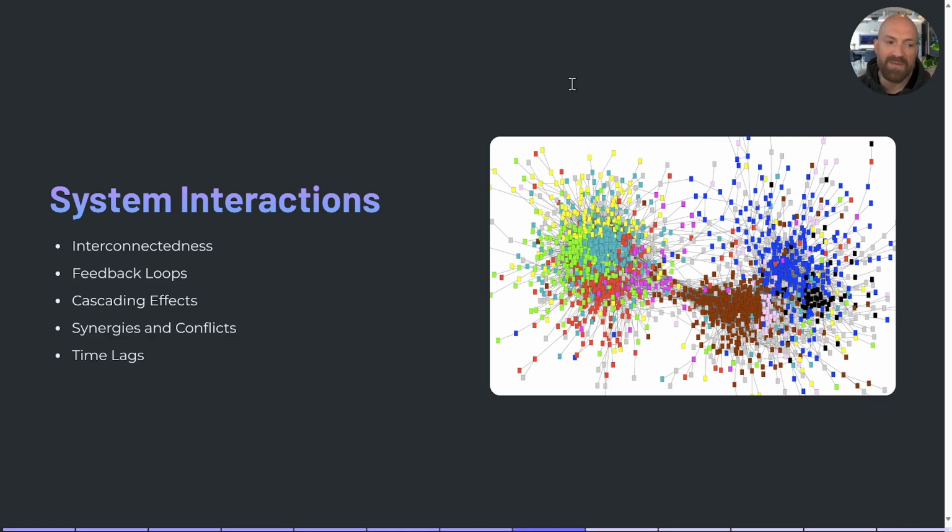Synergies and conflicts, that's where some drivers may work together to amplify a change, whilst others might create resistance or conflict and then slow down or prevent change. Time lags, the effect of some drivers might not be immediately apparent, which can amplify the complexity of studying these systems when you have lag indicators and lead indicators. So not everything is happening at the same time with the same amount of delay.